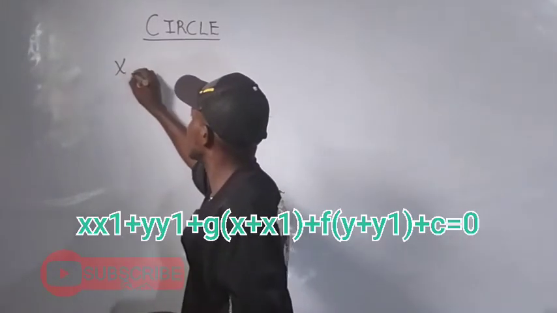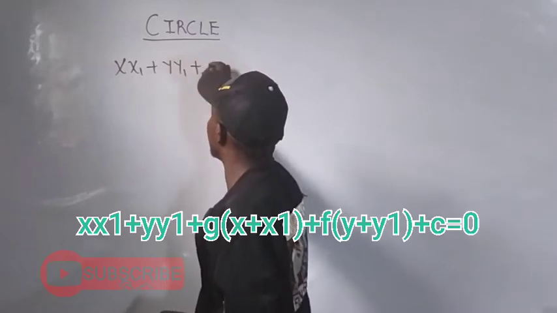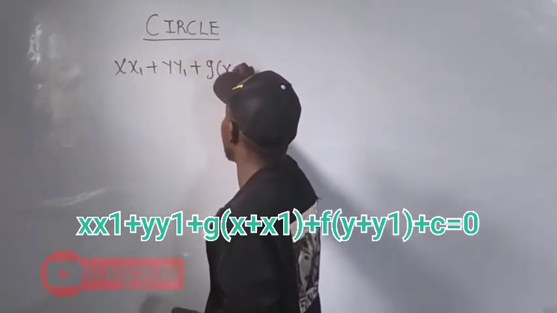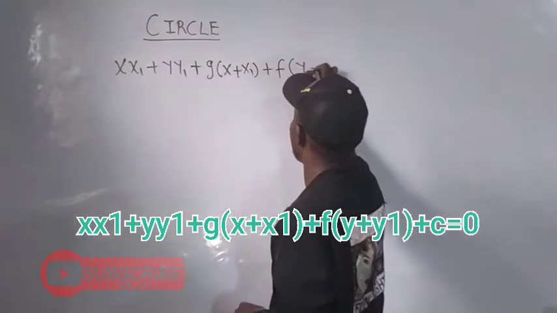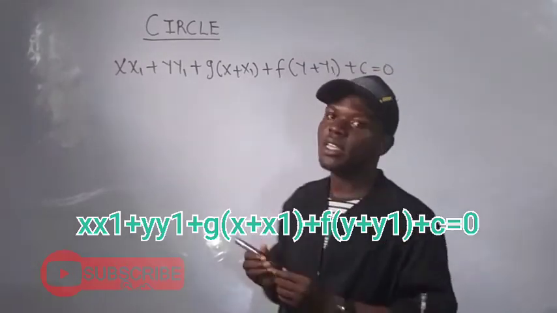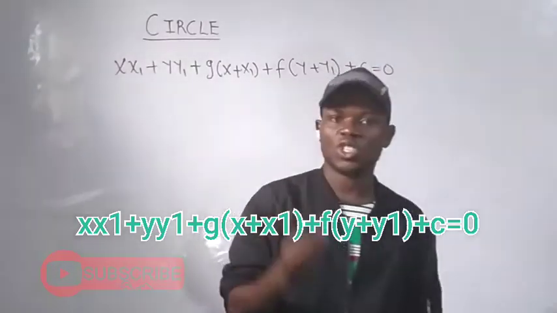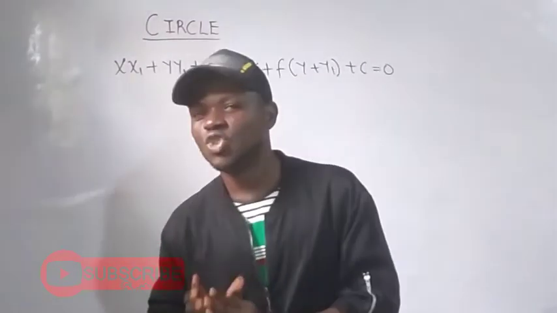But today we are going to be looking strictly at the equation of a tangent to a circle. It is actually given as x x1 plus y y1 plus g in bracket x plus x1 plus f in bracket y plus y1 plus c equals 0. This is the equation of a tangent to a circle. But we are actually on a mission to proving that this is true.